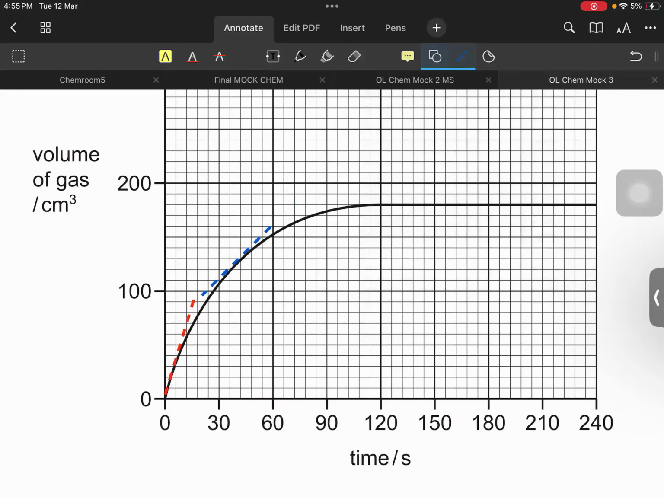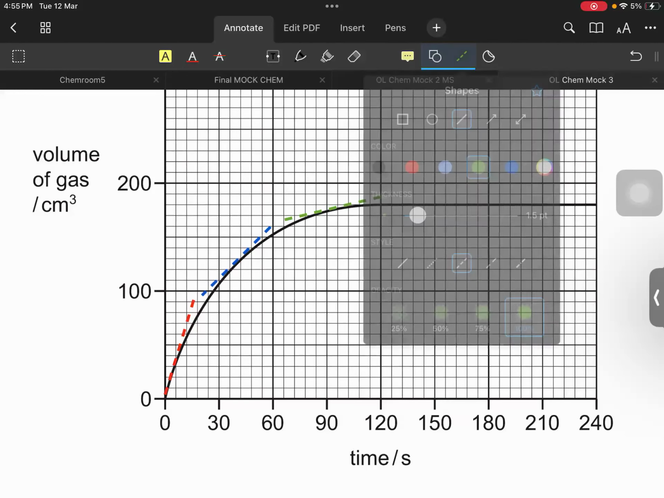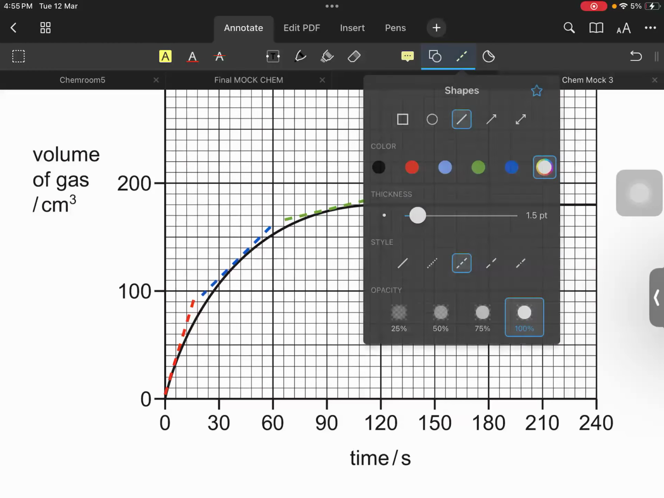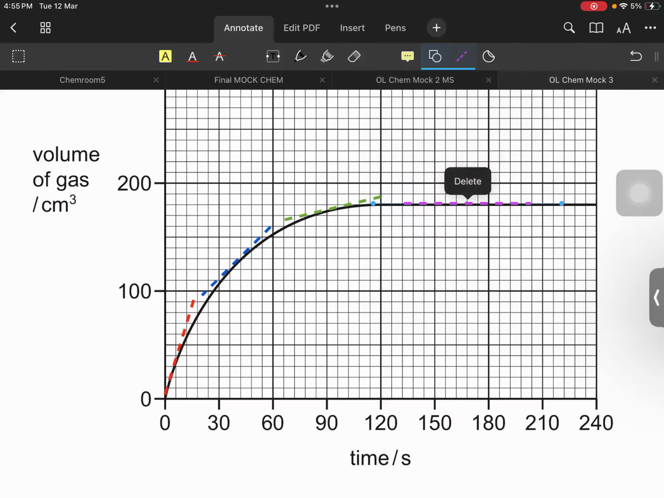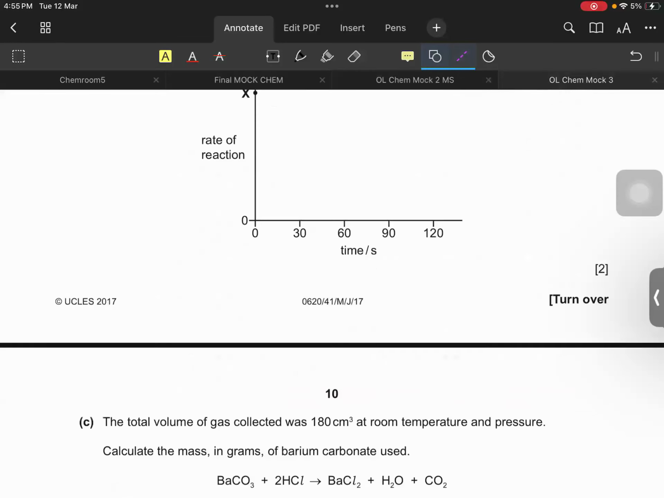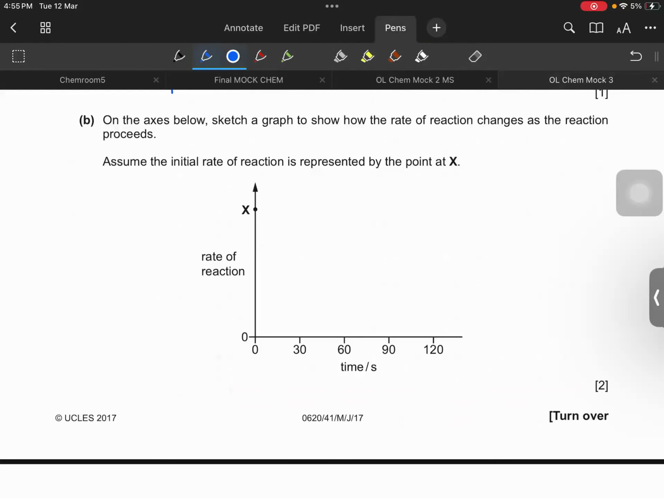Then it becomes a little slower. Then it becomes even slower. And then all the reactants are almost used up. So it is fastest in the beginning and then keeps on dropping like this.